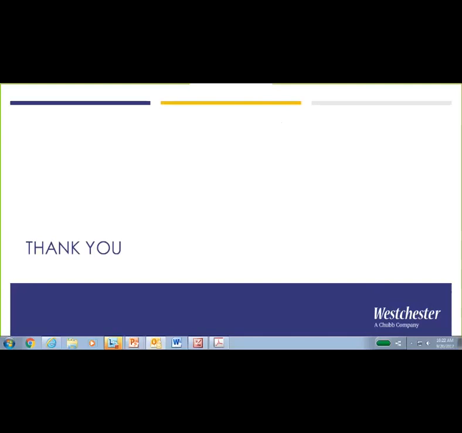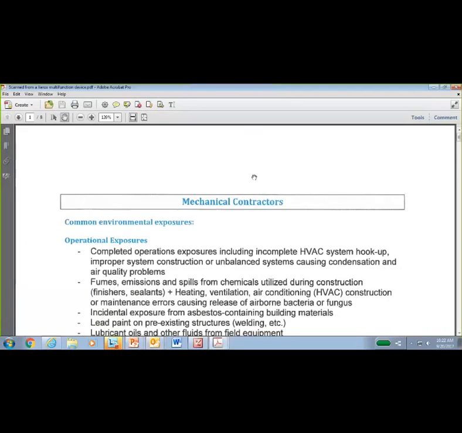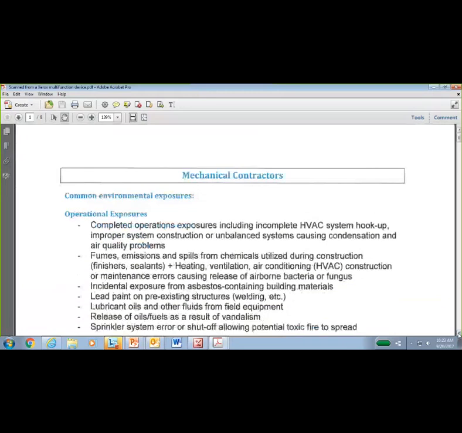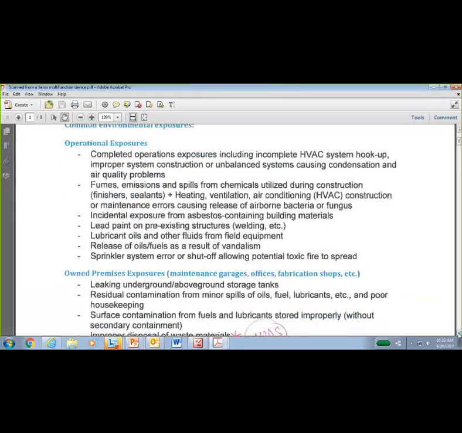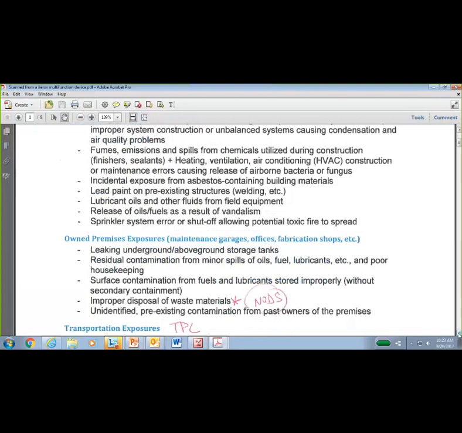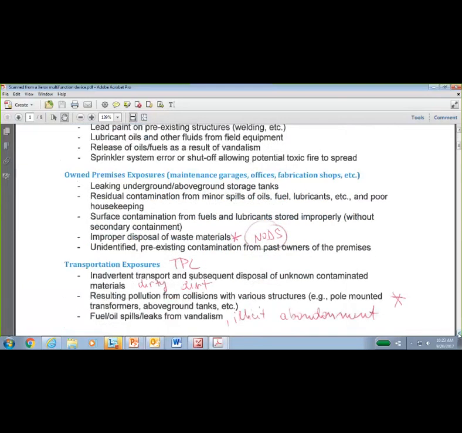Let me see if I can find my spiffy little document that I wanted to share with you all. Here we go. Hopefully everyone can see. It says mechanical contractors, common environmental exposures. So typically your mechanical contractors, your HVAC guys, have, in my opinion, a ton of air quality, mold-related pollution exposures that probably their GL policy is not addressing.